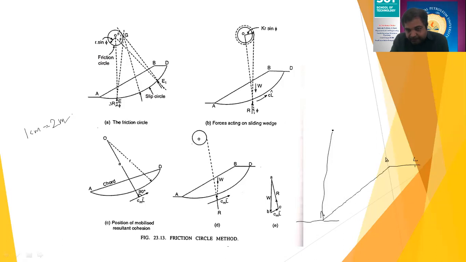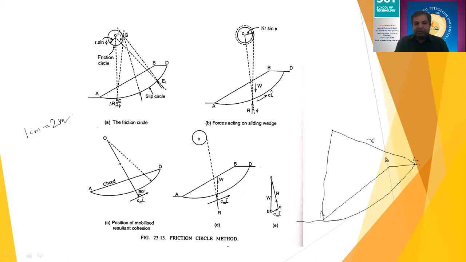So this is the one which is having a radius r. Now from this center, you draw the circle as you have drawn in the case of the previous one. So this is the circle that you have drawn. So this is your sliding surface.